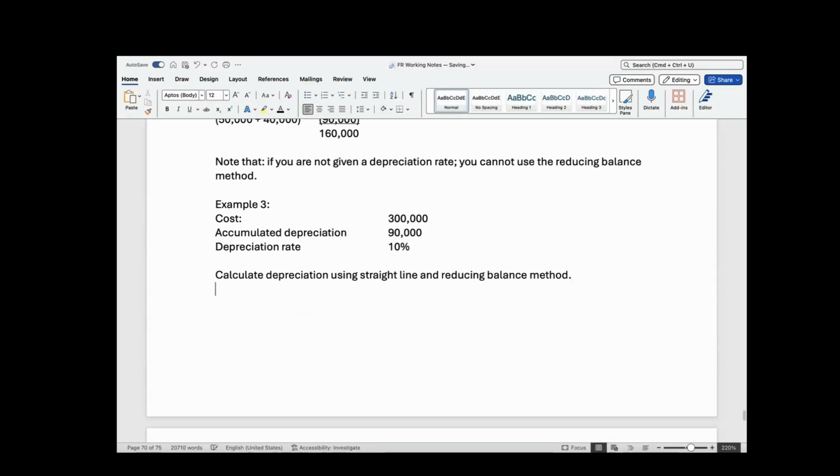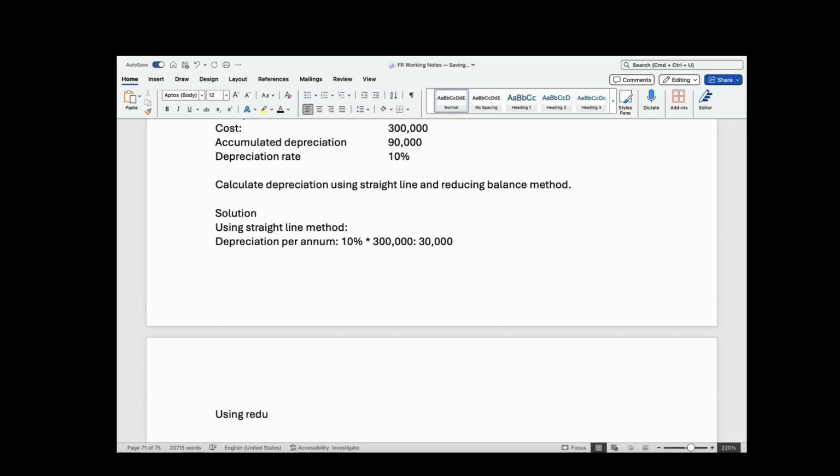Now, for this, using the straight line method, my depreciation approach per annum still remains the same. It's simply the depreciation rate times the cost. Since we don't have residual value in this case, that means my depreciation per annum is simply 30,000.